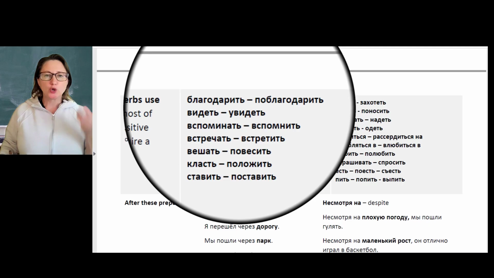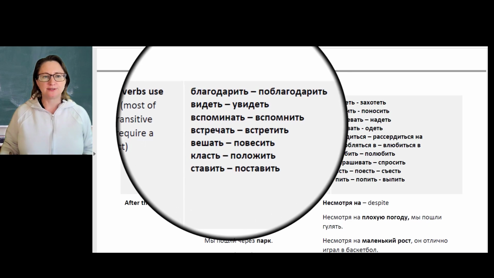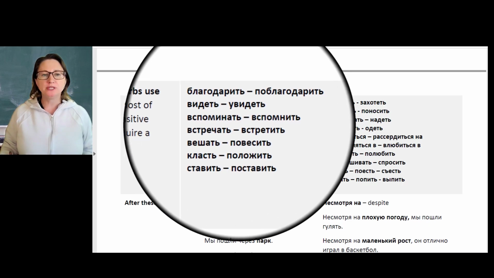Видеть, увидеть, whoever we see is accusative. Вспоминать, вспомнить, whoever we remember is accusative. Встречать, встретить, whoever we meet, as in run into or meet as in pick up from, let's say, an airport or a train station, is accusative. There is a different verb, встречаться, встретиться. That one goes with the instrumental case and the preposition с, but встречать, встретить goes with accusative.